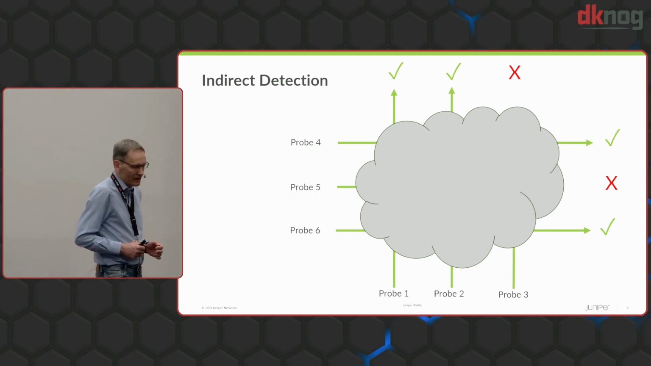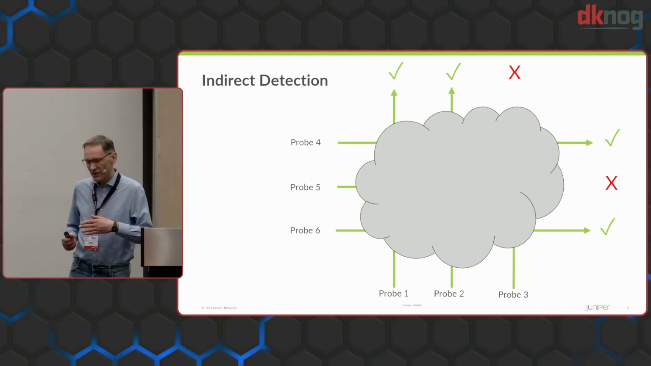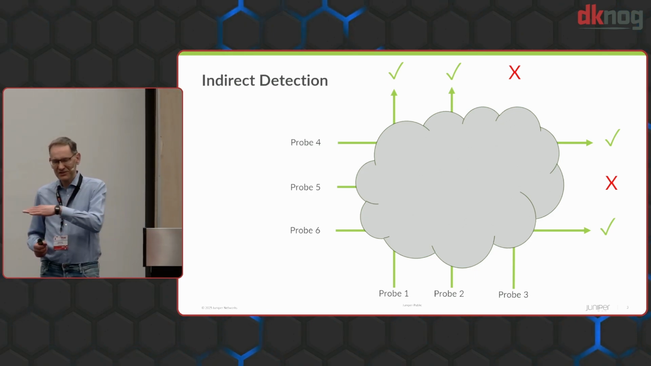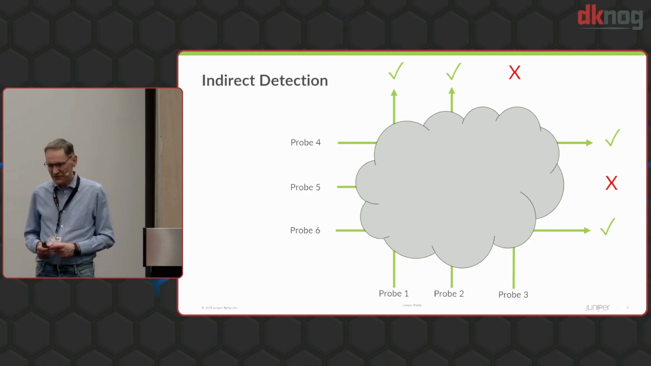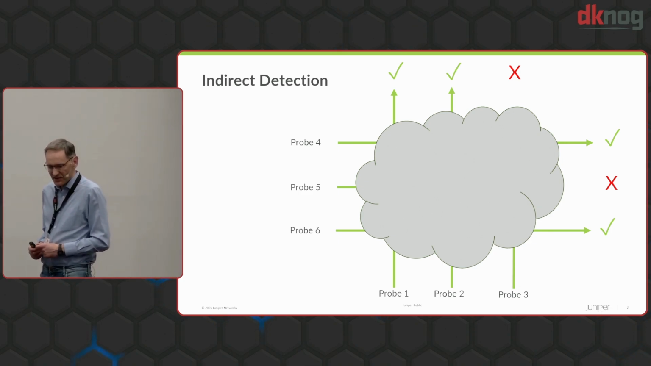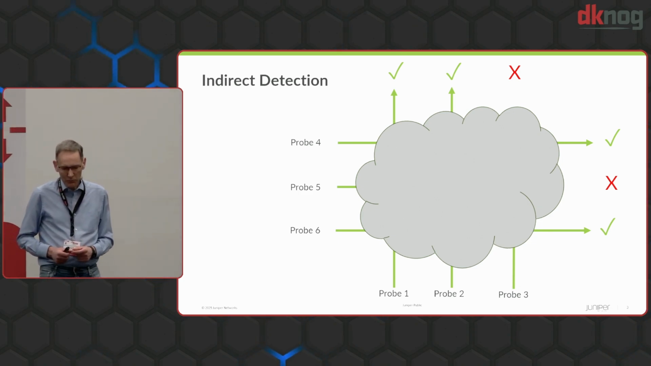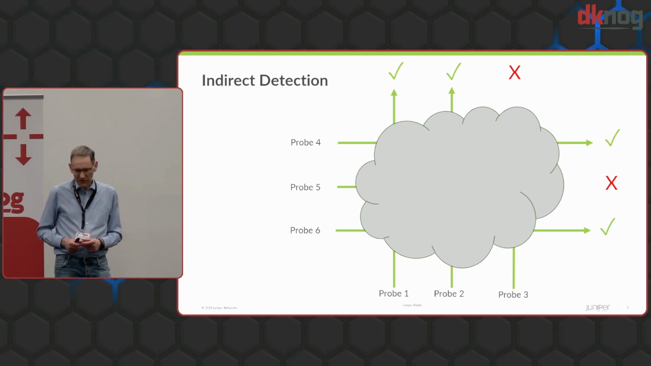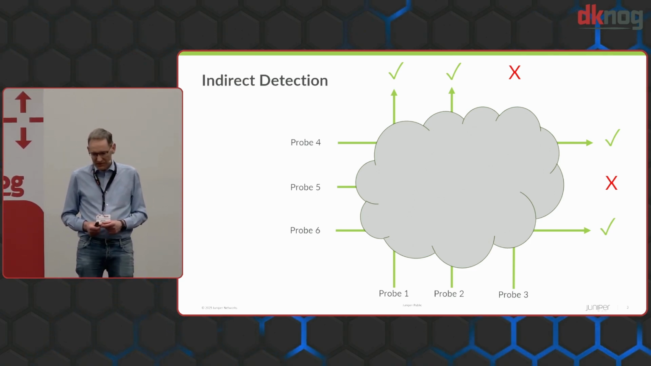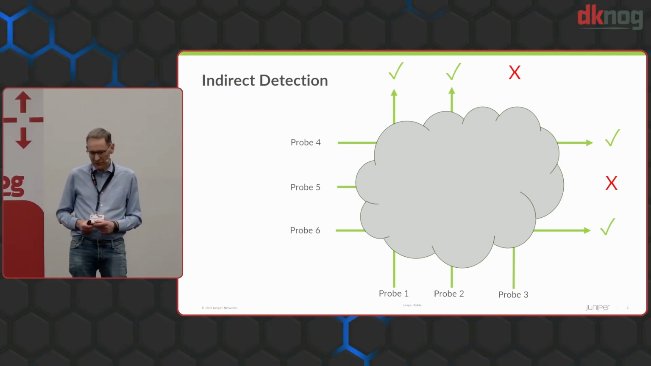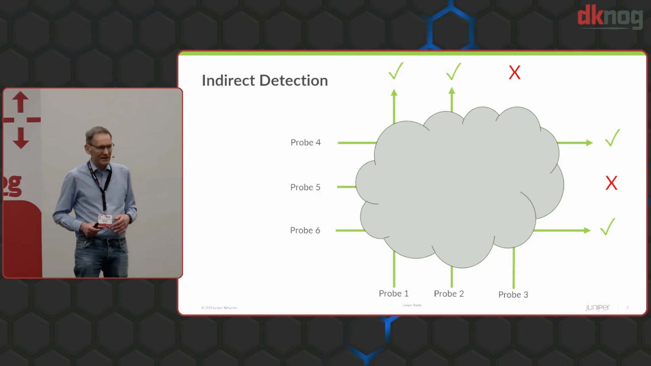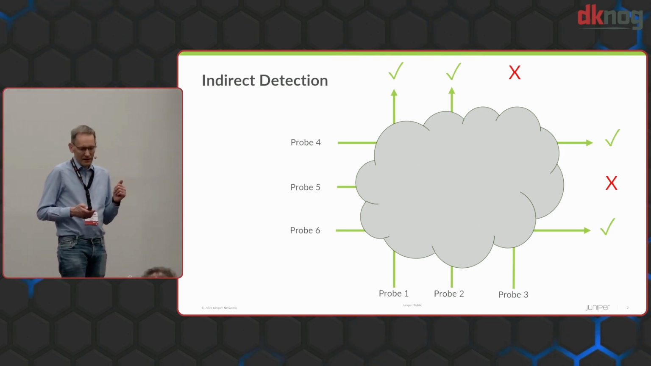So what you can do is you can send some probes through the network in different directions following different paths. And you can see in this diagram, we're sending 6 different probes. And of those, most of them are getting through, but you can see that probe number 5 and probe number 3 are actually getting lost somewhere in the network.